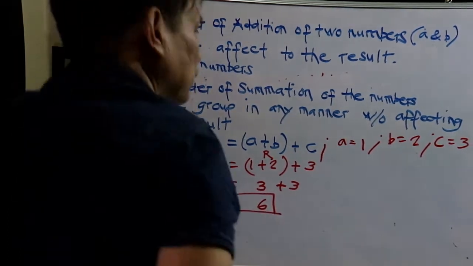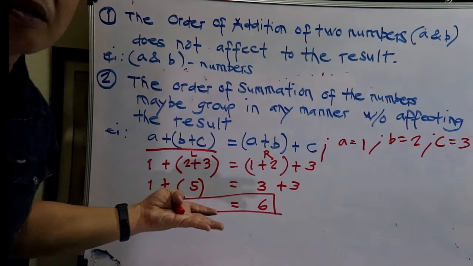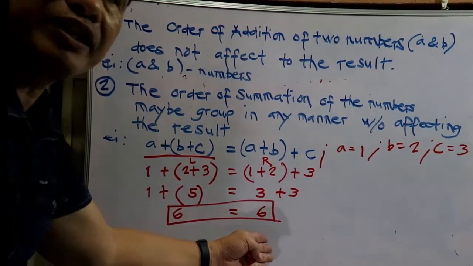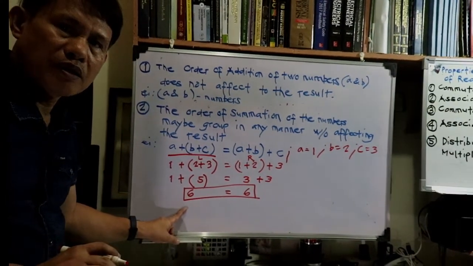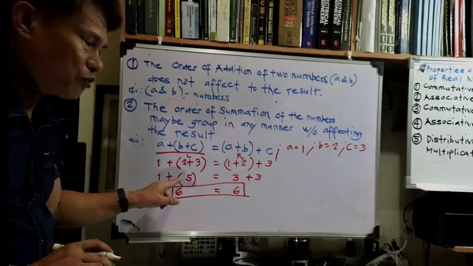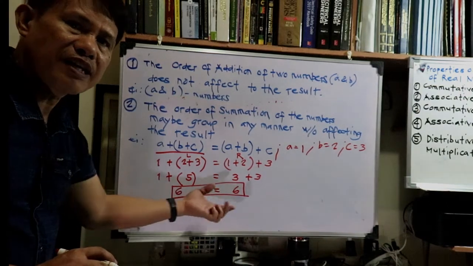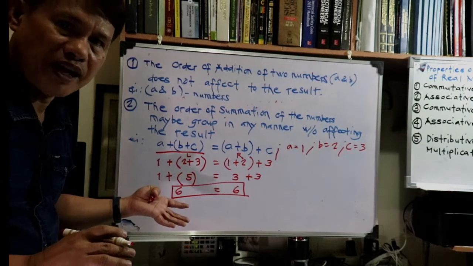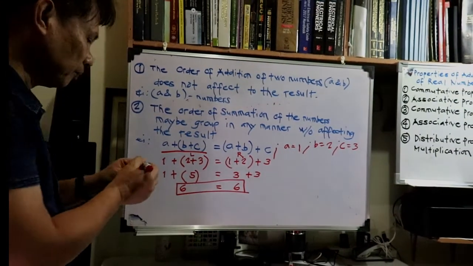This is the number 2 property, the associative property of addition. So take a look at the left and right side. There's no difference in the sum, the total sum. We have added both the left and right side, and the answers are equal. Okay? This is the associative property of addition.